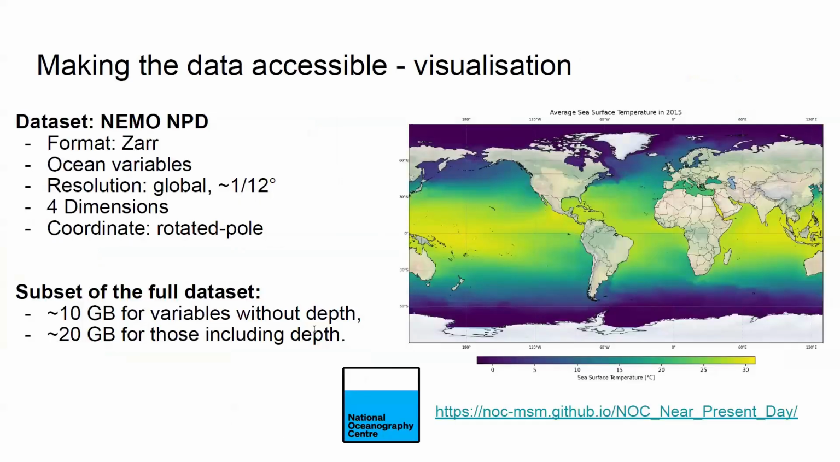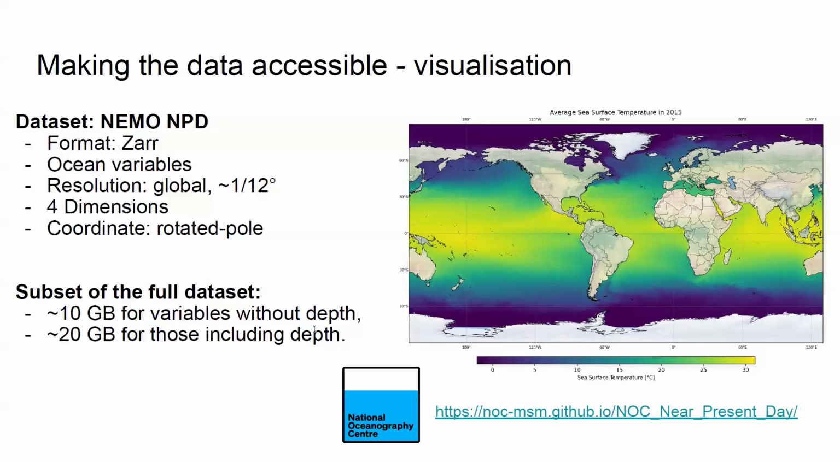So the data set that I'm going to work with is the NEMO near present day. NEMO near present day is an ocean model run by NOC. It's 71 terabytes of size, if I'm not wrong. It's a global ocean model that generates several ocean variables in 4 dimensions: latitude, longitude, time, and depth. It's not on a regular grid, it's like a rotated pole. And the data is already in Zarr format in object store.